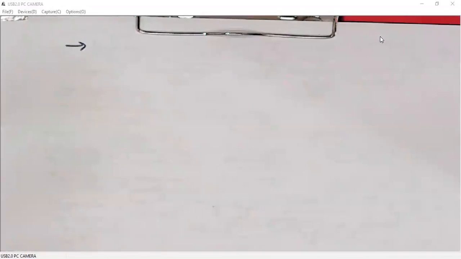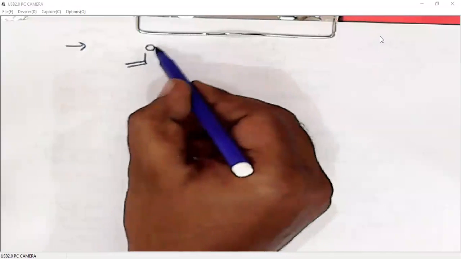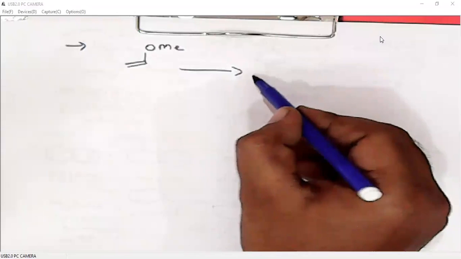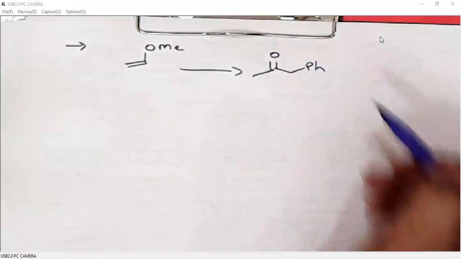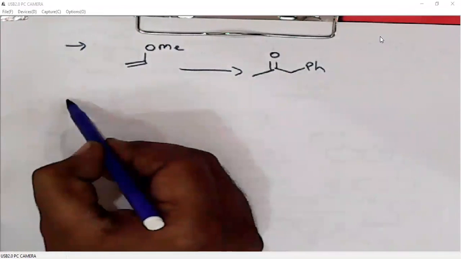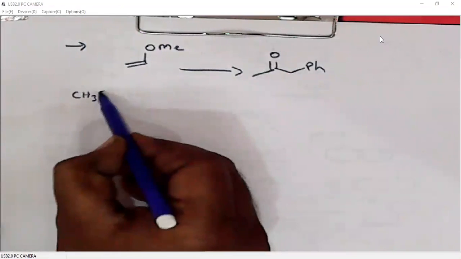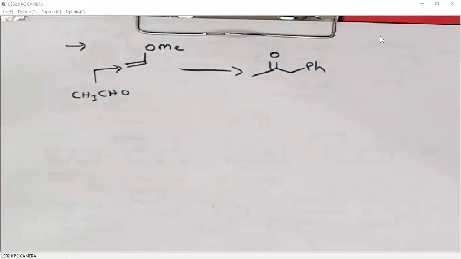Another important reactivity of organolithium reagents is the conversion of this acyl anion equivalent. Of course, this can be easily obtained when we have acetaldehyde. Acetaldehyde can be converted to this.